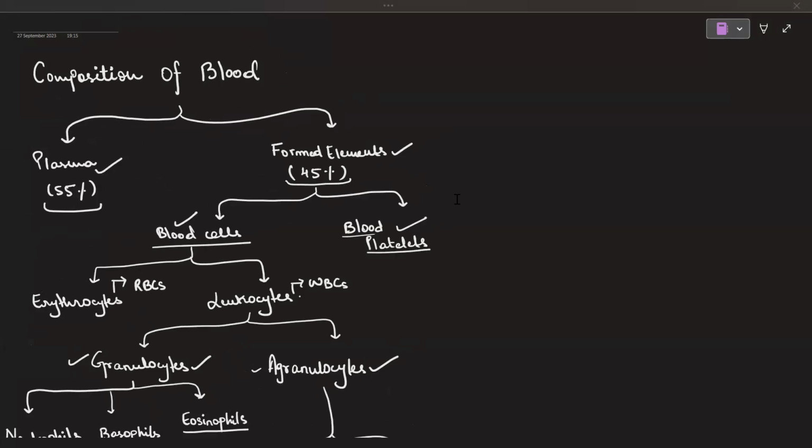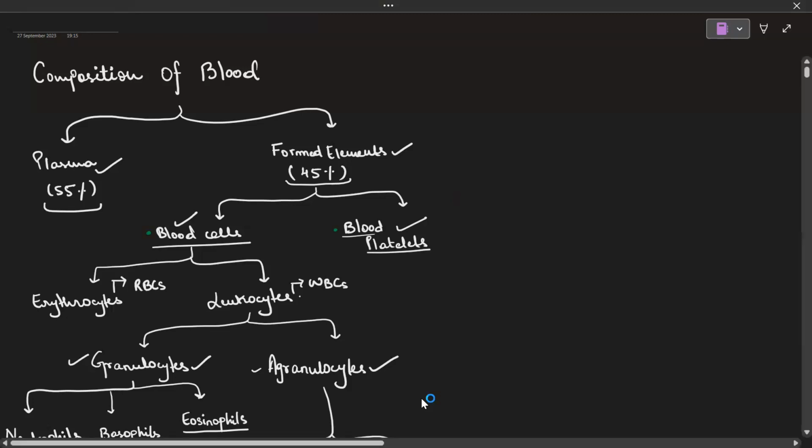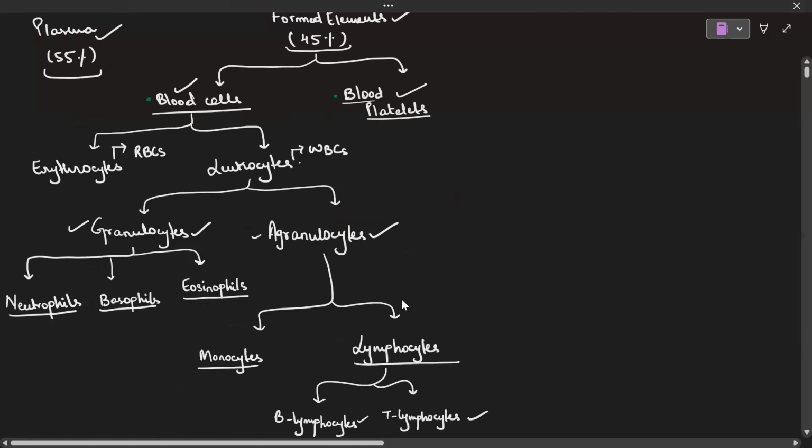Now, the second one is the formed elements that constitute 45% of the composition. Now, under the formed elements, we have again two categories. The first category is for the blood cells, and the second category is for the blood platelets. Now, under the blood cells, we have erythrocytes, or you can say RBC, red blood cells. And then we have leukocytes, or you can call them your beloved WBCs, white blood cells.